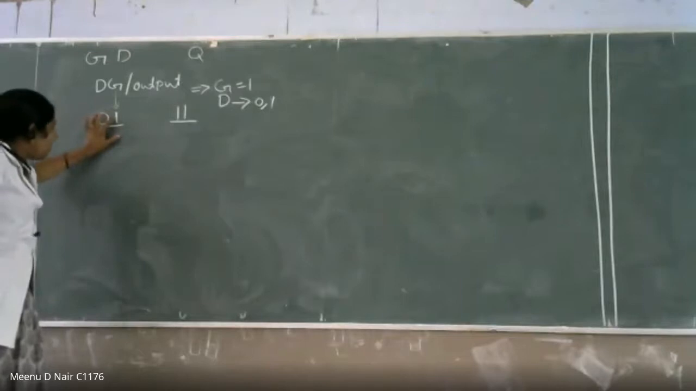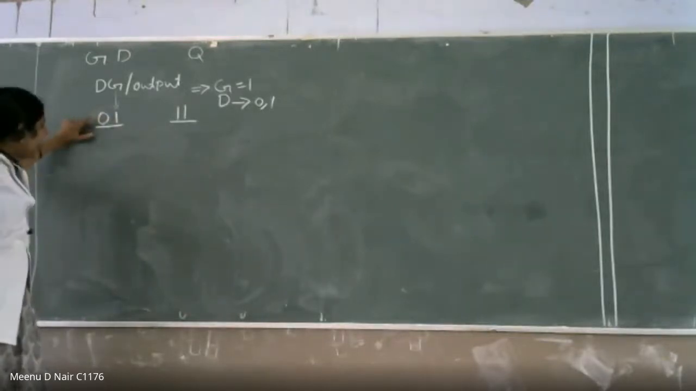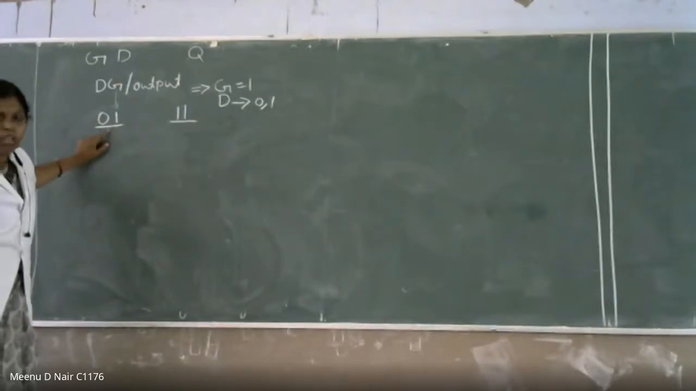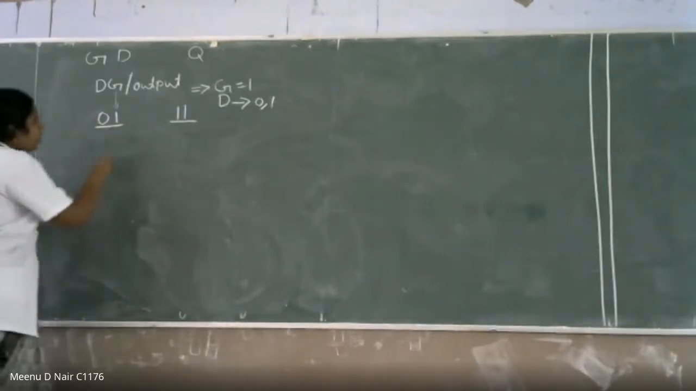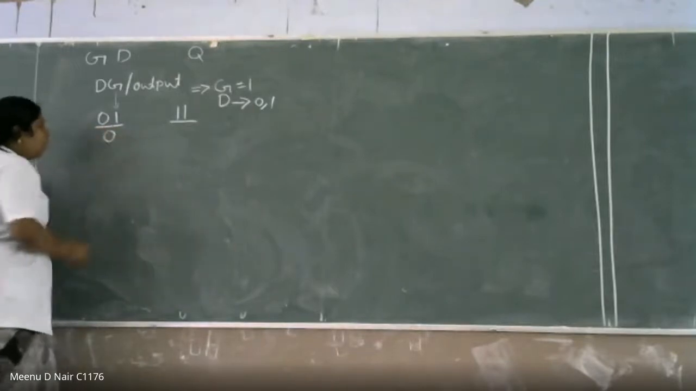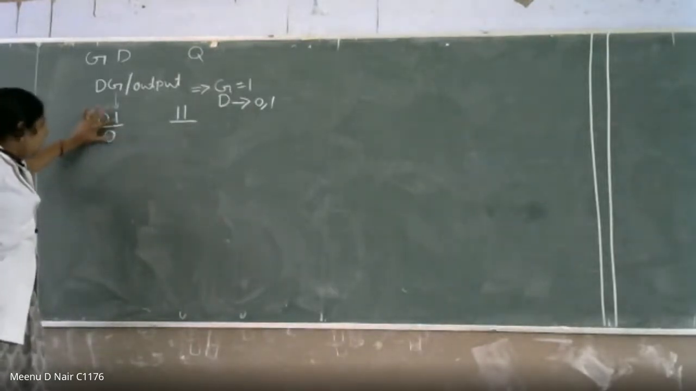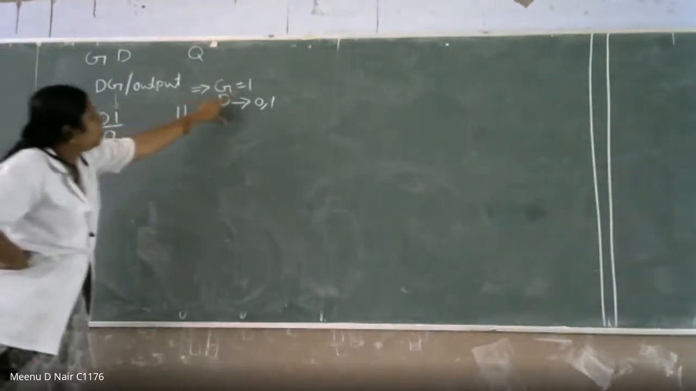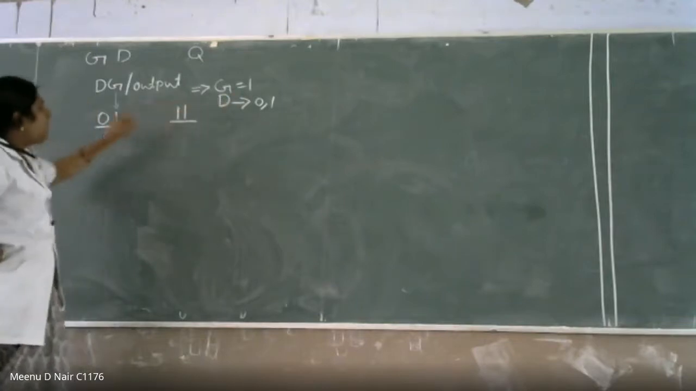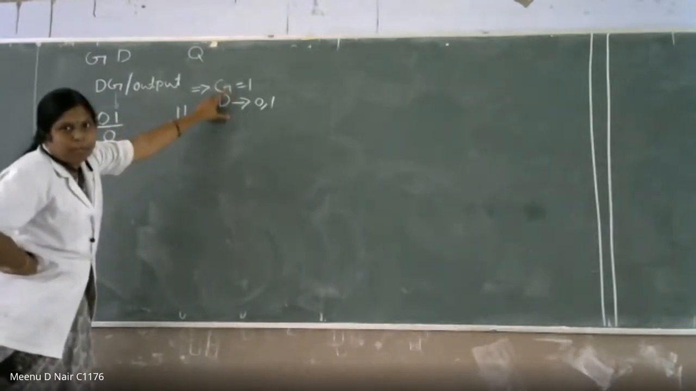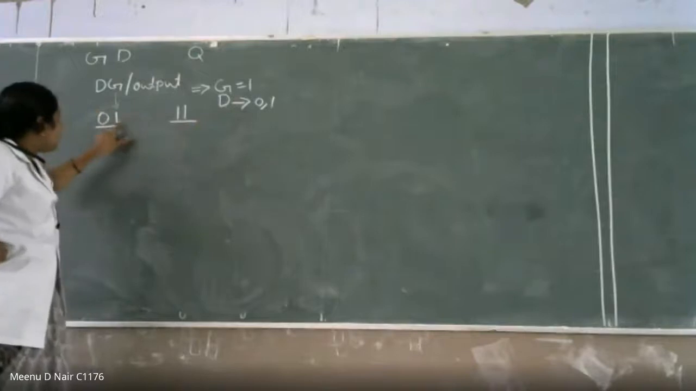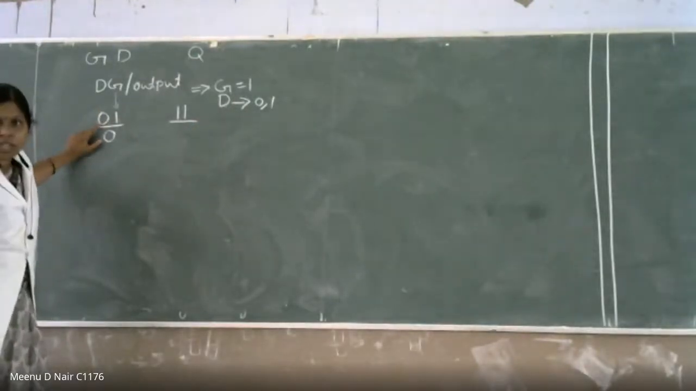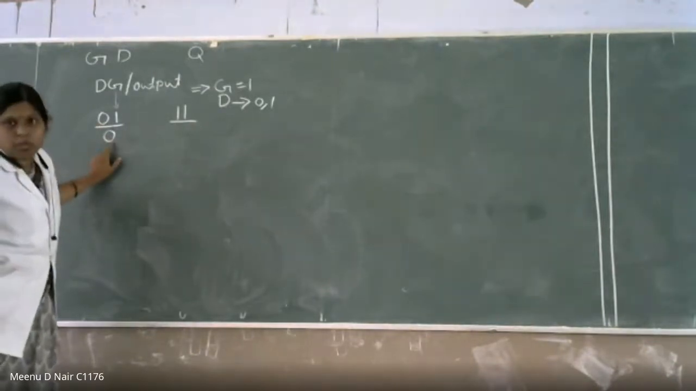Here G is equal to 1, your D input is 0. So whatever the output is here, it will be 0 only, because G is equal to 1 and D is equal to 0. If G is equal to 1, output will be same as D. So the input D is equal to 0, so your output is also equal to 0.